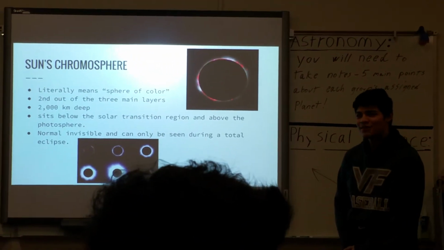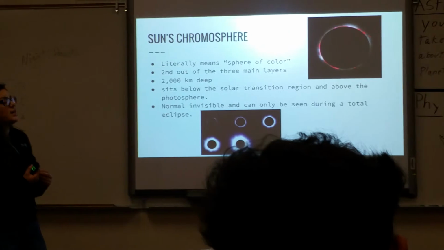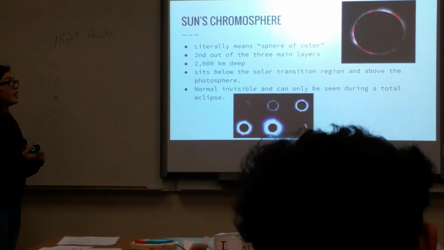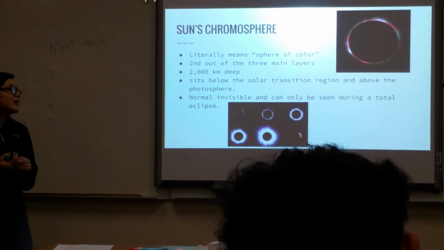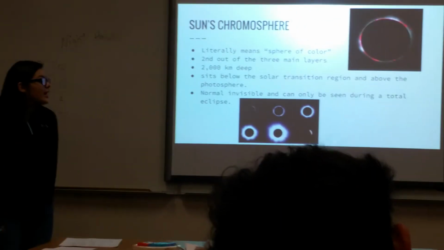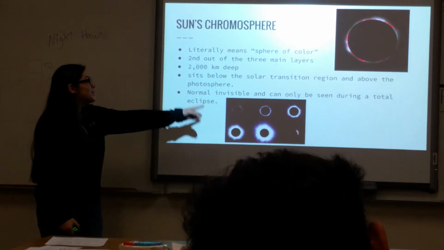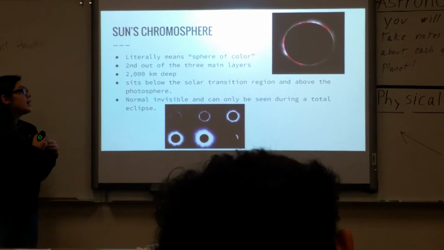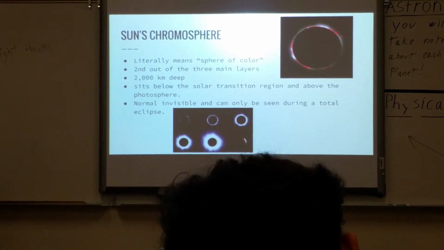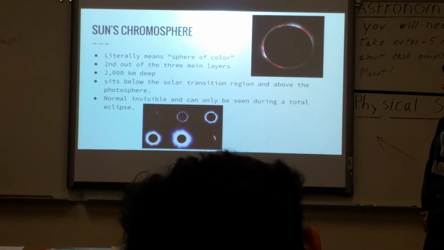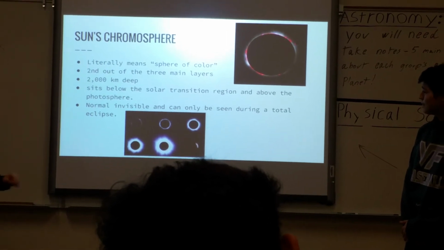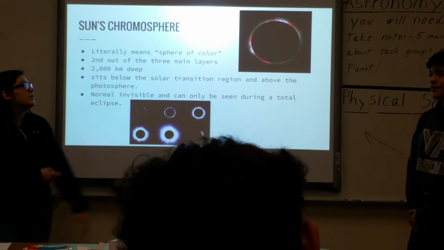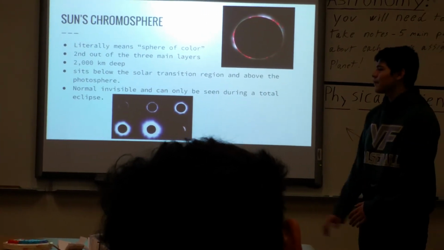We need plants. And okay, so we were assigned the sun's chromosphere, which means sphere of color, and it's the second out of the 3 main layers, and it's 2,000 kilometers deep. It sits below the solar transition region and above the photosphere, and it's normally invisible when you look at the sun. You can really only see it during a total eclipse. And here's some pictures of it, like when you can see it in the view. I think it's pretty cool.